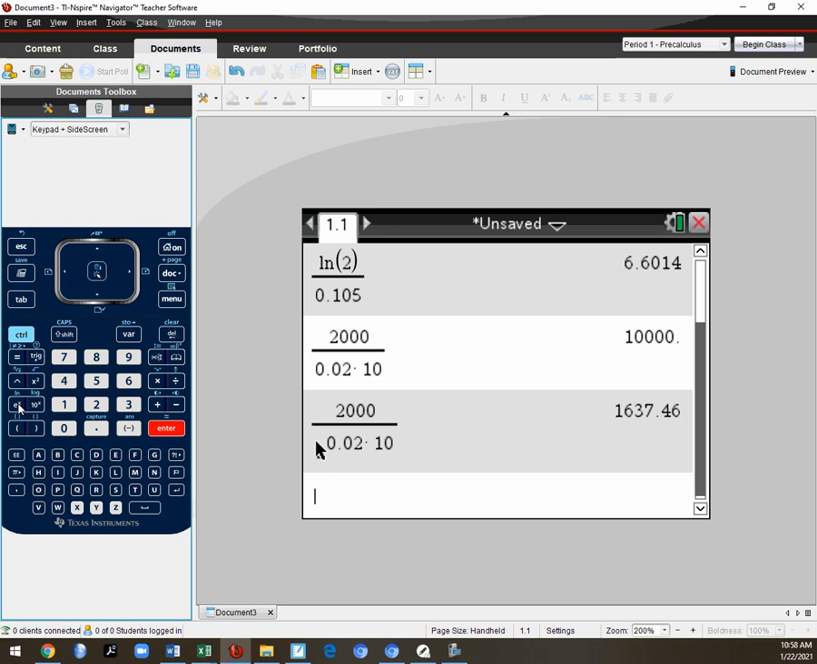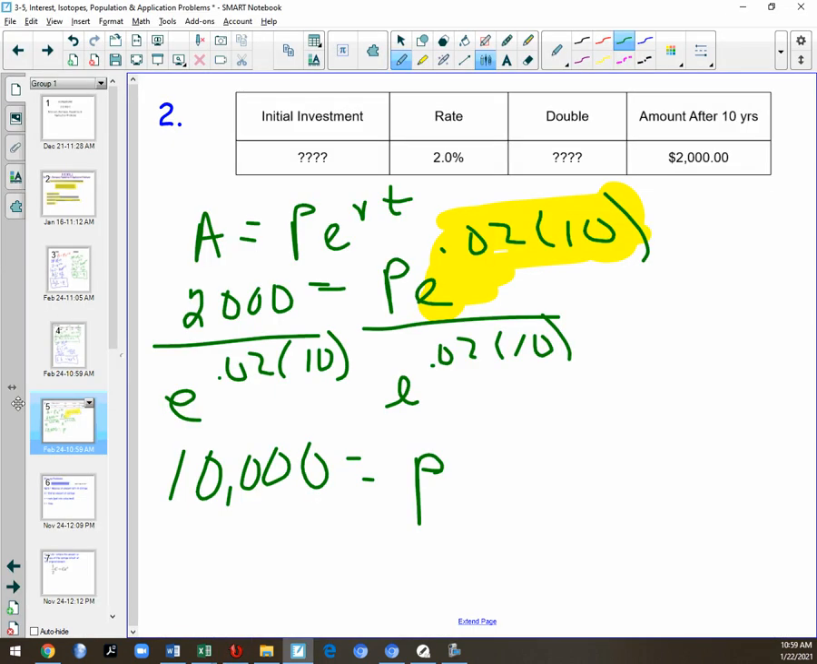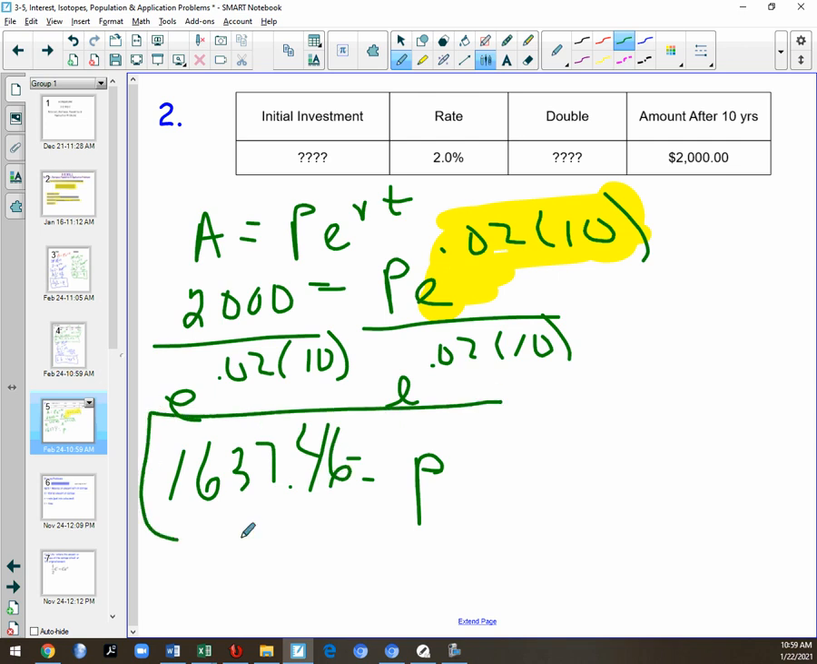$1,637.46 is the correct amount. So sorry about that. I'm just hitting the wrong buttons. So let's go ahead and take this and delete that. And that's 1637.46, the amount that you are investing at the original time. Okay, that is your principal.